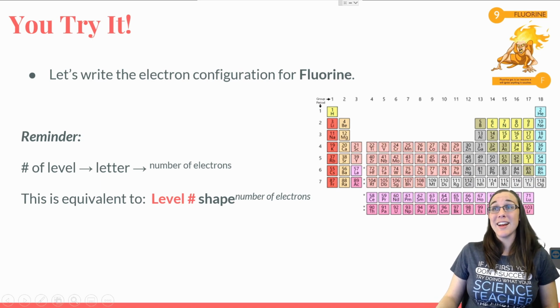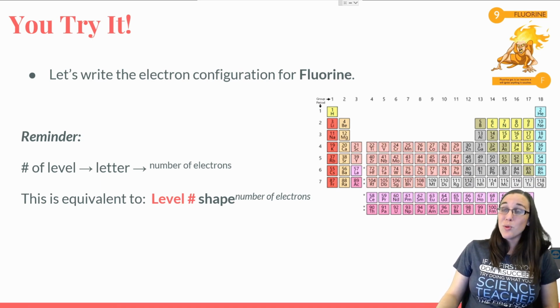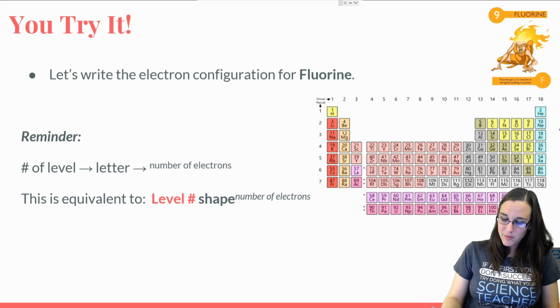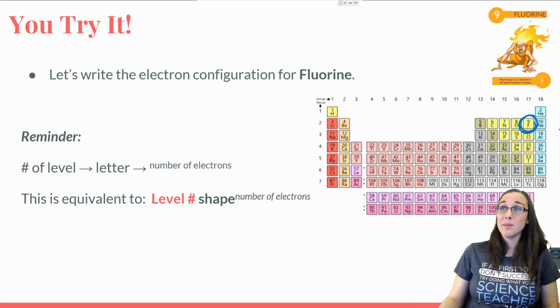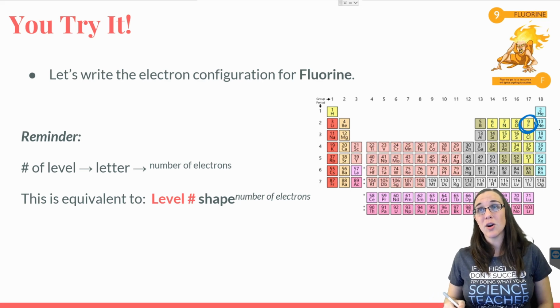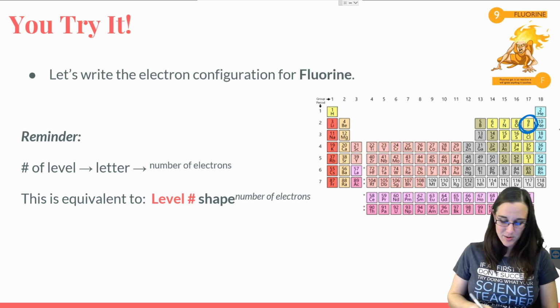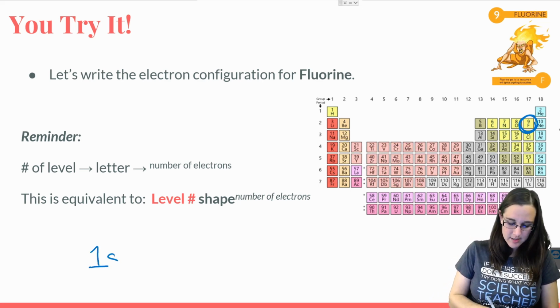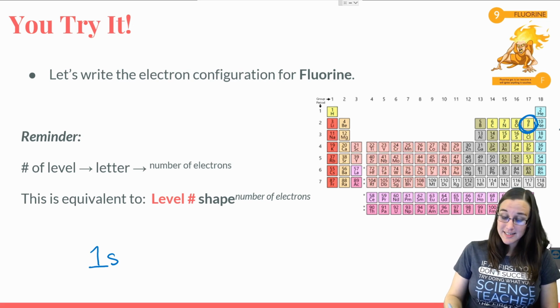All right, let's try another one. Let's try fluorine. Fluorine is right here on the periodic table. And according to our steps, we're always going to start with 1s. 1s is hydrogen, and I'm going to count 1, 2.